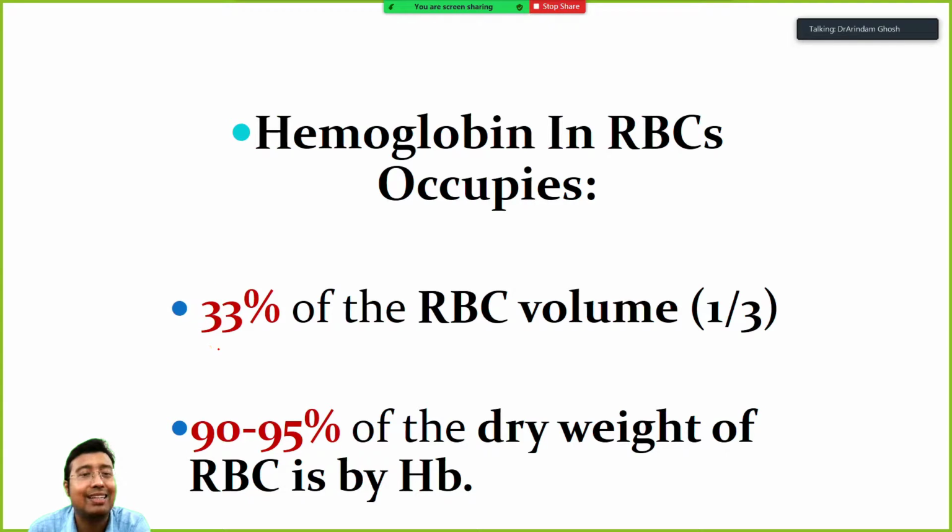Hemoglobin in an RBC occupies 33% of the RBC volume. So of the whole RBC volume, one third is hemoglobin, right? However, it is heavy since it has iron. Iron is a heavy metal, heavier than carbon, nitrogen, all that. So 90 to 95% of the dry weight of an RBC is hemoglobin. So the 33% of volume that is hemoglobin contributes almost all of the weight of the RBC.